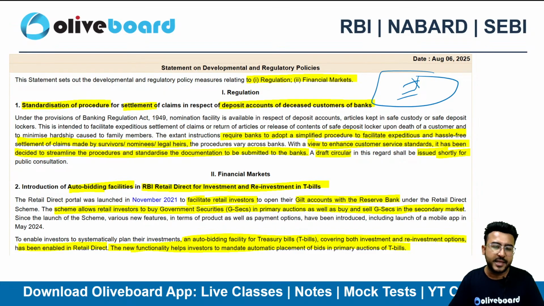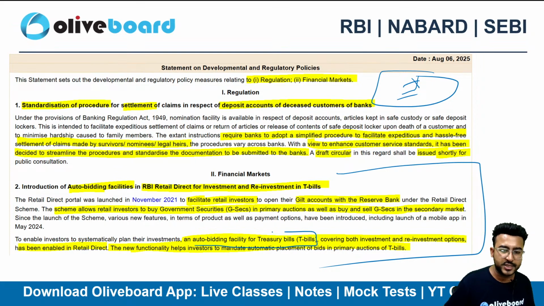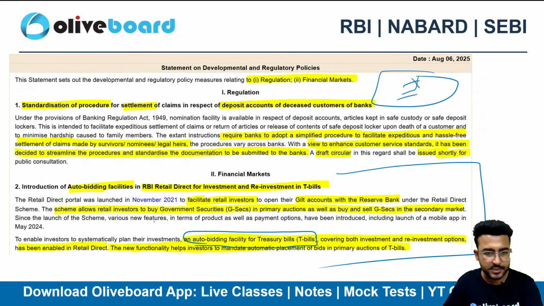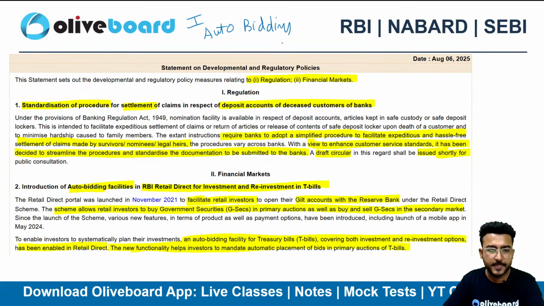A high probability area, auto bidding facility. Very good, Yukti, very good. That's the second thing. I was about to tell you that there are two major updates. The first one is auto bidding facility enabled in the treasury bills, right? So let me just quickly write here. First one is auto bidding. Second one is the SIP, systematic investment plan, that too in T-bill.